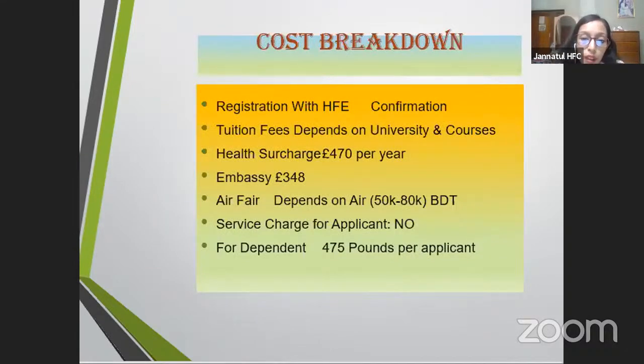Tuition fees, as I already said, vary from university to university and course to course, depending on which university you are coming to and which course you are choosing. Health charges are £470 per year, and embassy cost is £348 per year. Air ticket depends on 50K to 80K Bangladeshi Taka, and for each dependent per applicant it costs £475.